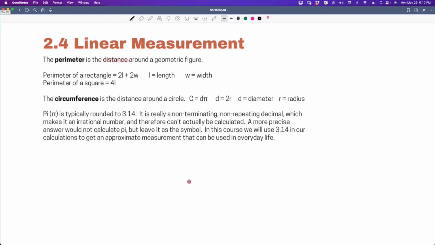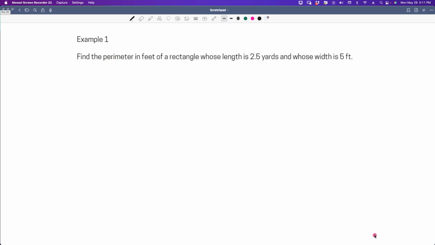All right, so let's do some actual example problems. Our first example problem says to find the perimeter in feet of a rectangle whose length is 2.5 yards and whose width is 5 feet. If you've paid attention, you notice that this one says yards and this one says feet, and it wants the perimeter in feet.